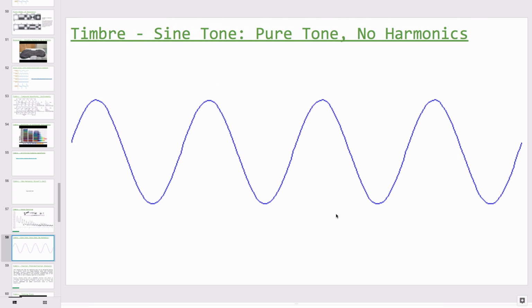If you were to take a spectrum analysis of a sine tone, you wouldn't get any energy at any other place except, for example, this is a 440 sine tone. I only have energy at 440 and no upper partials, right? No spectral energy, so very pure tone.